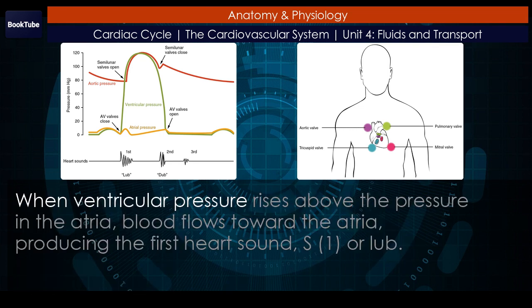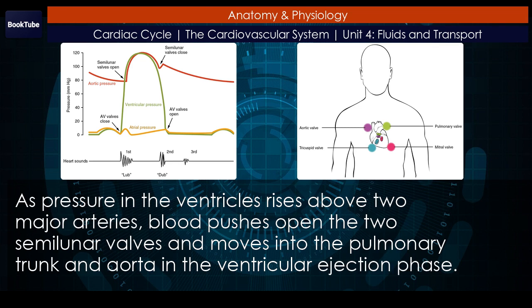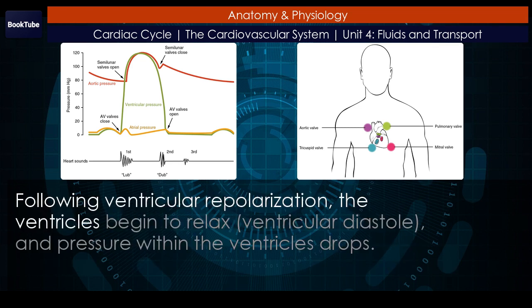When ventricular pressure rises above the pressure in the atria, blood flows toward the atria, producing the first heart sound, S1, or lub. As pressure in the ventricles rises above the two major arteries, blood pushes open the two semilunar valves and moves into the pulmonary trunk and aorta in the ventricular ejection phase. Following ventricular repolarization, the ventricles begin to relax. Ventricular diastole, and pressure within the ventricles drops.